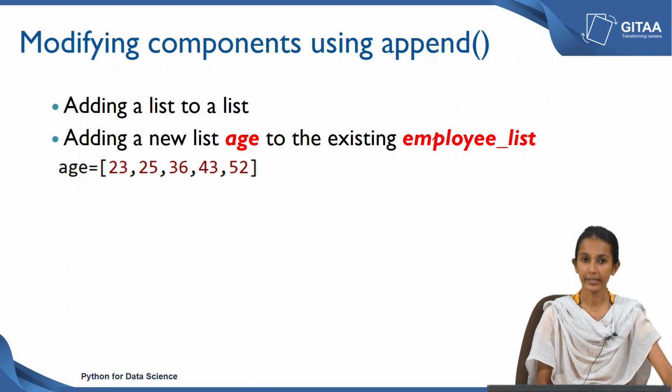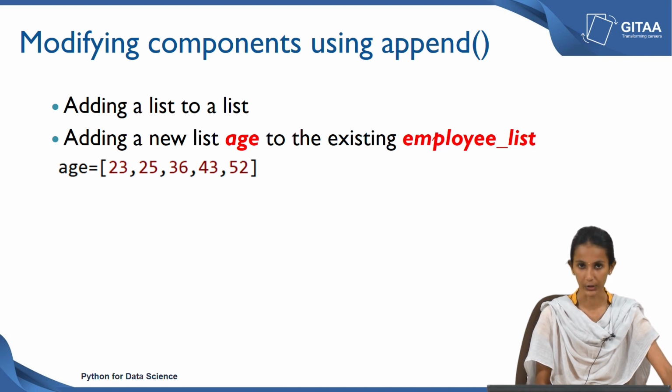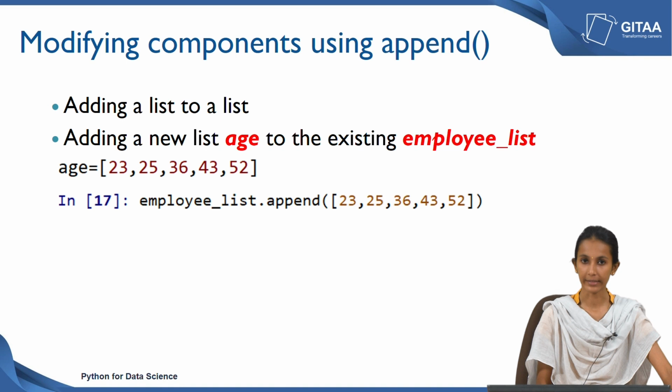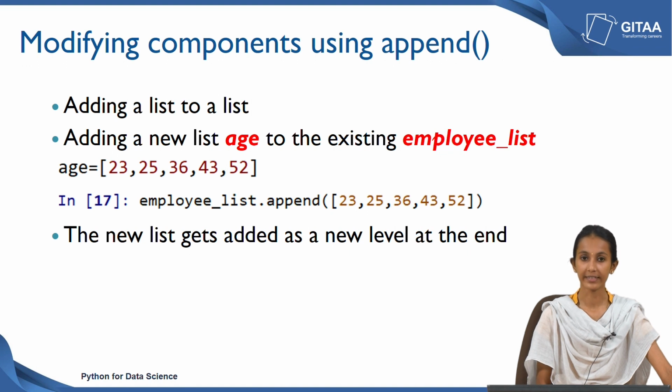So, I am creating age as a list which is equal to 23, 25, 36, 43 and 52. If I wanted to append it to the existing list, I will call employee_list dot append and the set of values. This is one way, or else you can do employee_list dot append age as well. This list gets added as a new level at the end of the existing list.